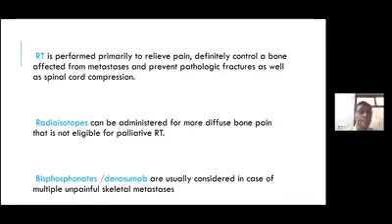By summing up these 3-4 therapies, radiotherapy is performed primarily to relieve pain, or definitively control a bone affected by metastasis and prevent pathological fractures and other skeletal related events. Radioisotopes can be administered for more diffuse pain, not eligible for palliative radiotherapy, and bisphosphonates are considered in case of multiple unpainful skeletal metastasis.